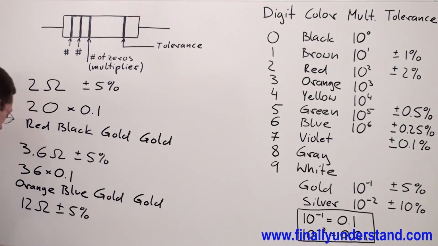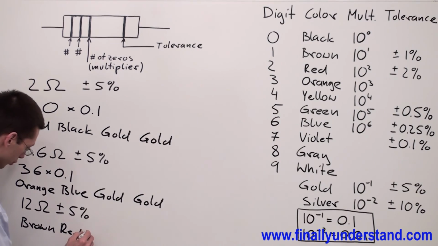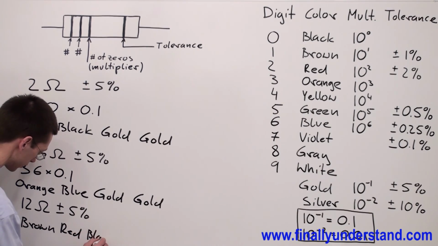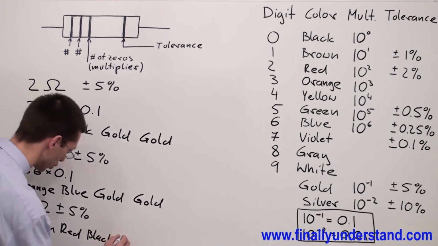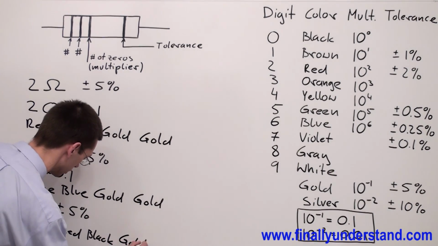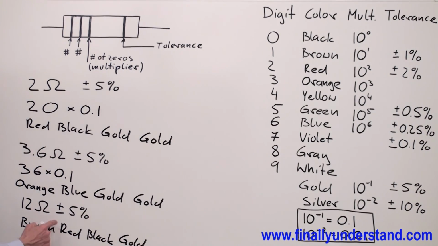What do I mean by that? I have 12 ohms. That's why I'm going to have brown. 2 is represented by red color. Because I do not have any zeros over here, that's why I'm going to write black over here. No zeros. And tolerance is 5%, gold. This is the color code for this resistor.